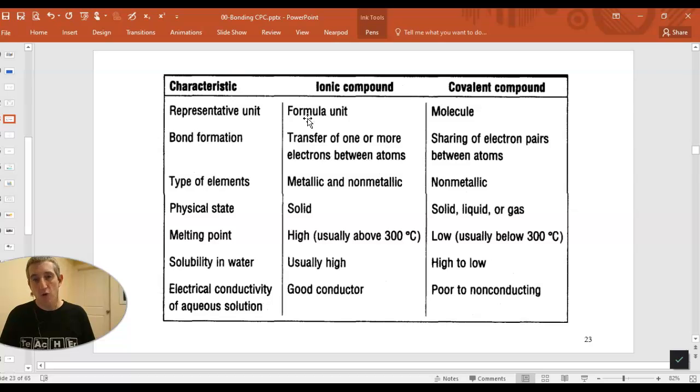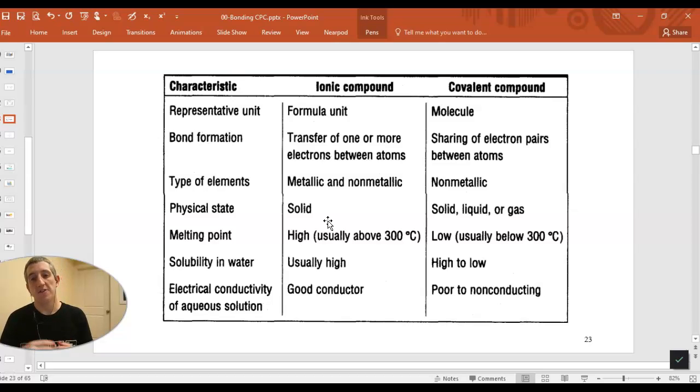And so we use the vocab formula units. Bond formation, again, is transfer of valence electrons for ionic, sharing of valence electrons for covalent. Types of elements, again, metal and nonmetal for ionic, nonmetal for covalent. Now, physical states. Ionic compounds at room temperature are just about exclusively solids. There are rare exceptions of liquids. In fact, you can do graduate school level research on ionic liquids at room temperature. So overwhelmingly, you're getting solids.